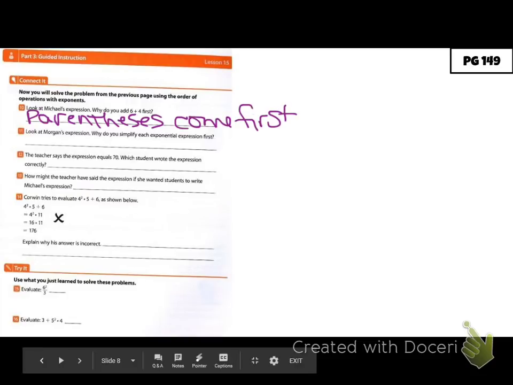Number 11, look at Morgan's expression. Why do you simplify each exponential expression first? In this case, and this one, order of operations, no parentheses. So, exponents come next.